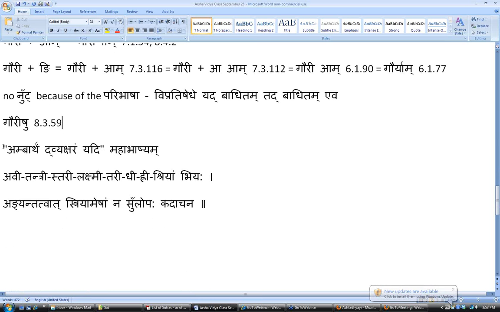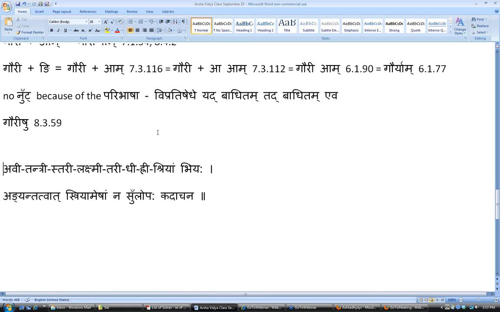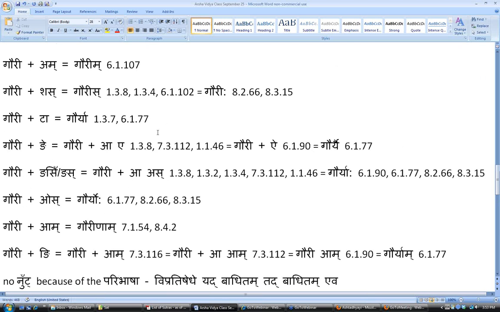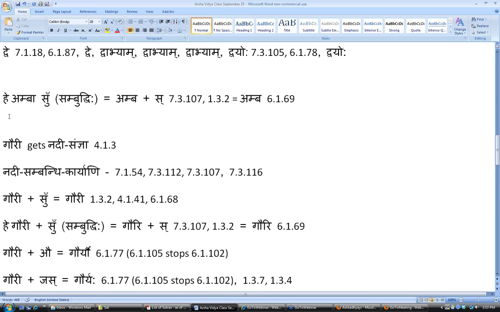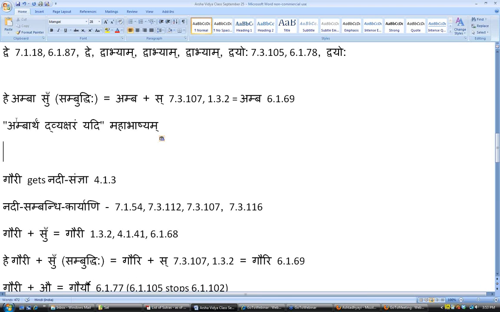This Ambarthanam hrasvah, Ambartha Ambayaksharam, says the Mahabhashyam. So this was going with that. If you have a word like Ambika, it will not come. So maybe we'll put it right here, and so we'll get Hey Ambike. In that case, it will be like Rama: Hey Rame.